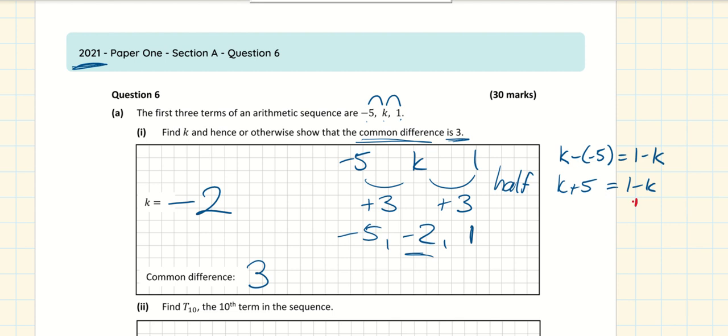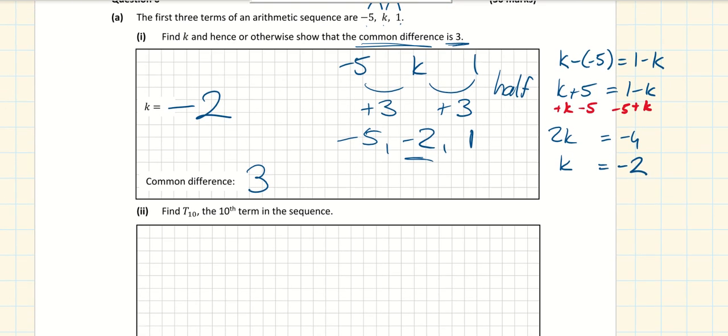If you add k to each side and minus 5 from each side, you would have 2k equals minus 4 and k equals minus 2. Okay, either way, you get the same answer. Okay, so that's showing the common difference.